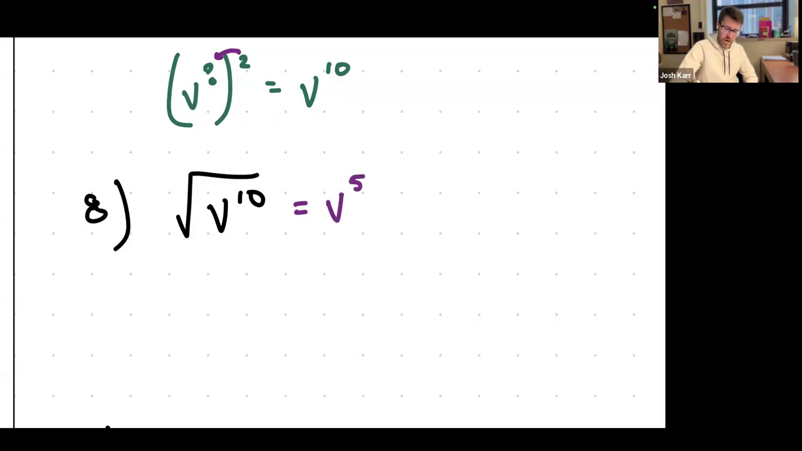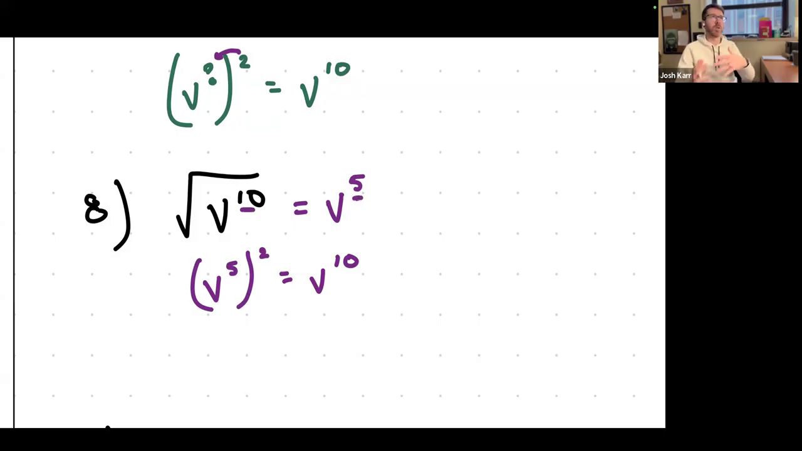And that would be a 5, right? V to the 5th squared equals v to the 10th. Okay. I want us to notice this pattern, right? When we're square rooting a power, what happened to this power? It went from a 10 to a 5. Just got divided by 2. It got cut in half.